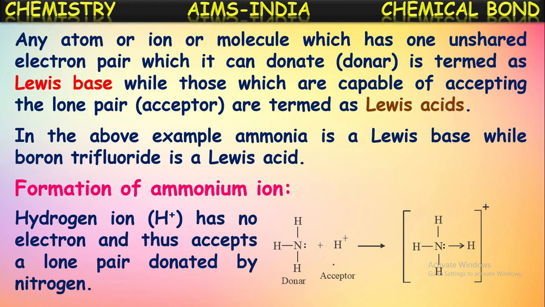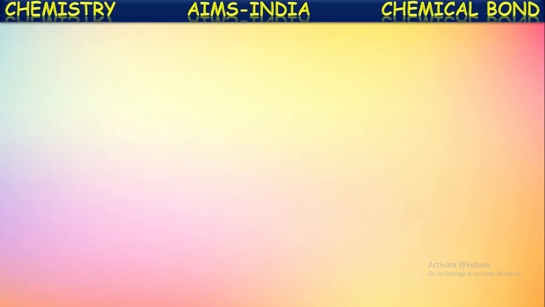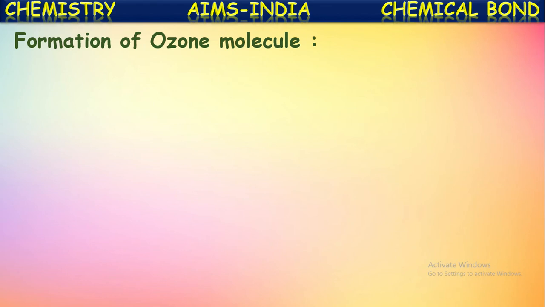Now when these two combine, ammonia and the hydrogen ion, a coordinate covalent bond is formed between ammonia and the H plus ion. In this, ammonia, which is donating a pair of electrons, is said to be a Lewis base. And the H plus ion, which is accepting that pair of electrons, is said to be a Lewis acid. Acceptor is acid, donor is base. Okay. Let us see one more example, that is the formation of the ozone molecule.